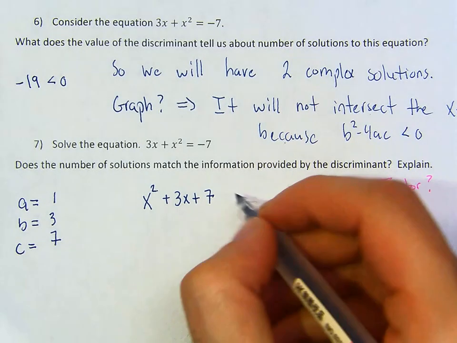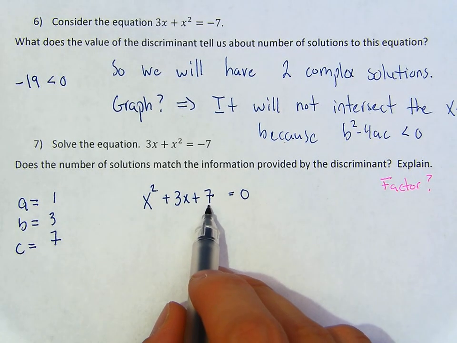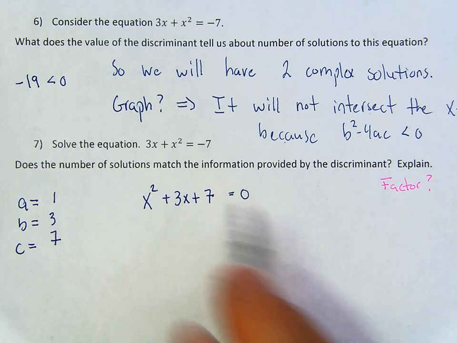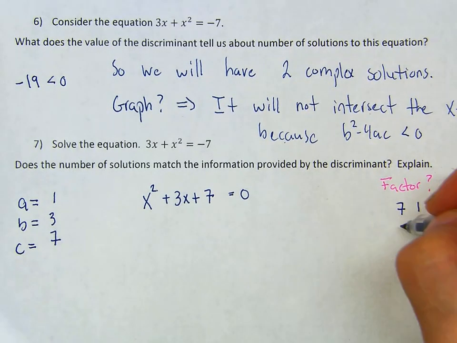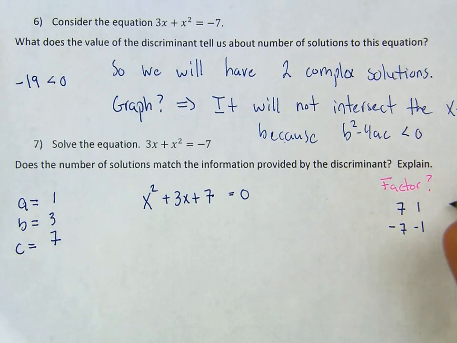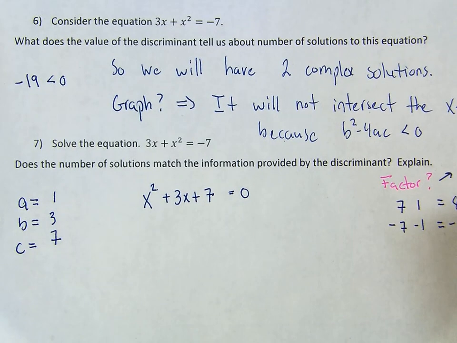Can we factor this? What two numbers when you multiply give you 7, but when you add give you 3? Notice you only have 7 and 1, or negative 7 and negative 1. But this equals 8, and this equals negative 8 when you add them. So to factor it is not possible using real numbers.